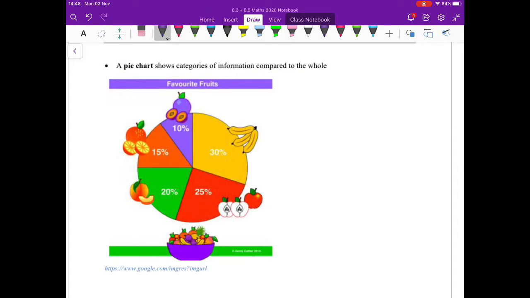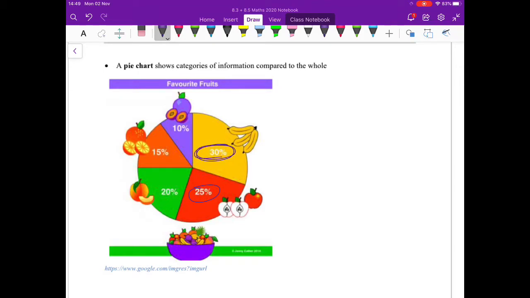Let's look at pie charts. A pie chart shows categories of information compared to the whole. The information is often represented as percentages and must therefore add up to 100, as you can see on the diagram here. Percentages on their own on a pie chart will not tell you the actual value.